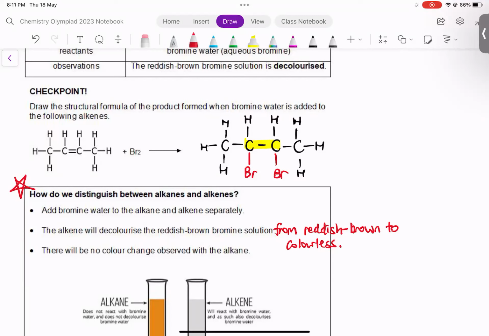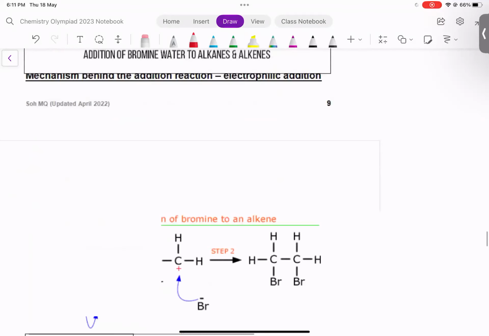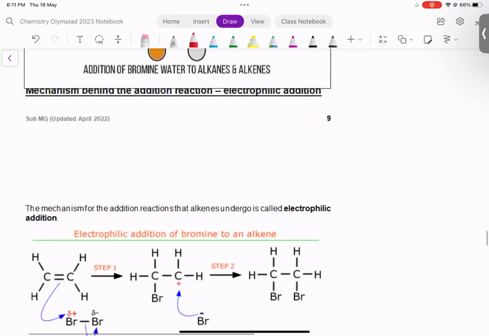Now, the next part I'm moving on to will be new for both the Sec 4 and the Sec 3s. The next part is A level. Now, how do these addition reactions occur? The mechanism behind the addition reaction is called electrophilic addition. So remember just now I said something about electrophile. What is the meaning of electrophilic addition? Electrophilic means electrophile.